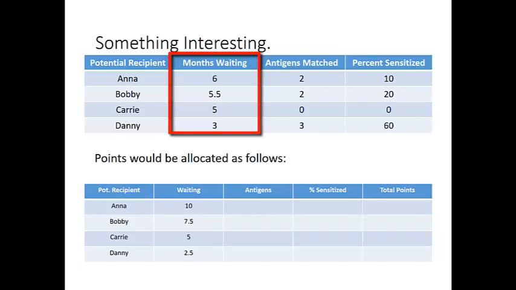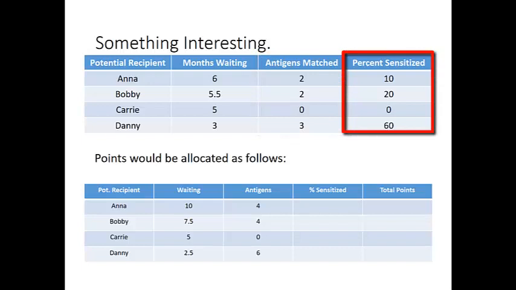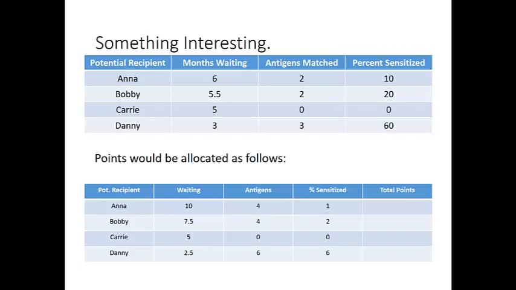We'll clean that up. The antigens matched again, we multiply by 2. So Anna receives 4 points, Bobby 4, Carrie 0, and Danny 6. Percent sensitized, we divide by 10. Anna receives 1 point, Bobby 2, Carrie none, and Danny 6. Adding across rows, Anna has 15 points, Bobby 13.5, Carrie 5, and Danny 14.5. In this scenario, the kidney would now go to Anna.